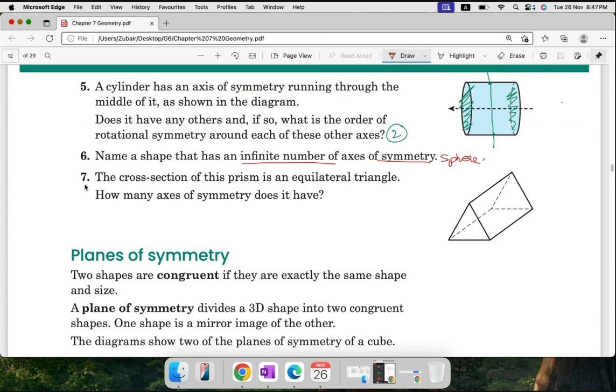Last one. The cross section of the prism is an equilateral triangle. This is the cross section. Equilateral triangle. How many axes of symmetry does it have? Keep thinking and dictate to me, I'll draw.